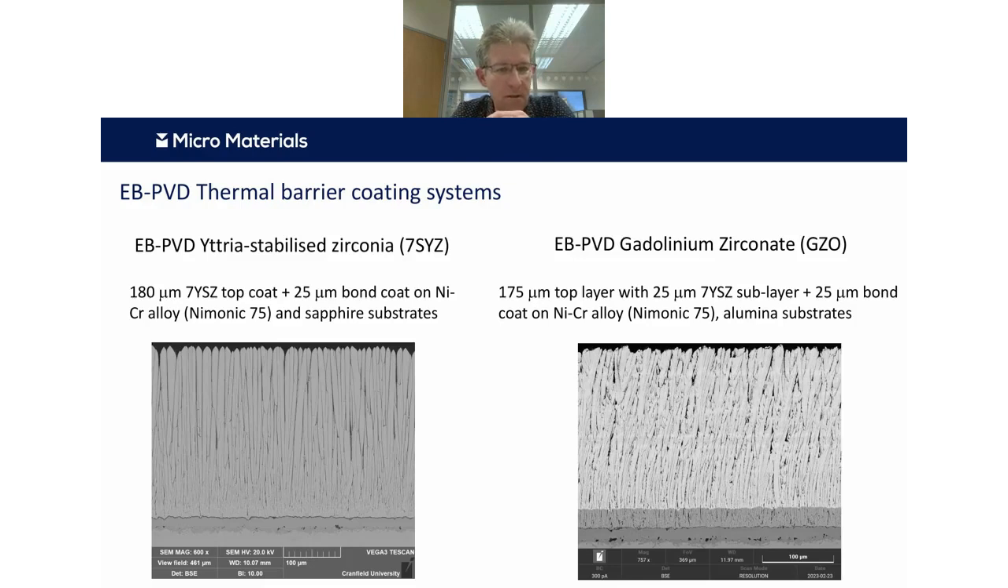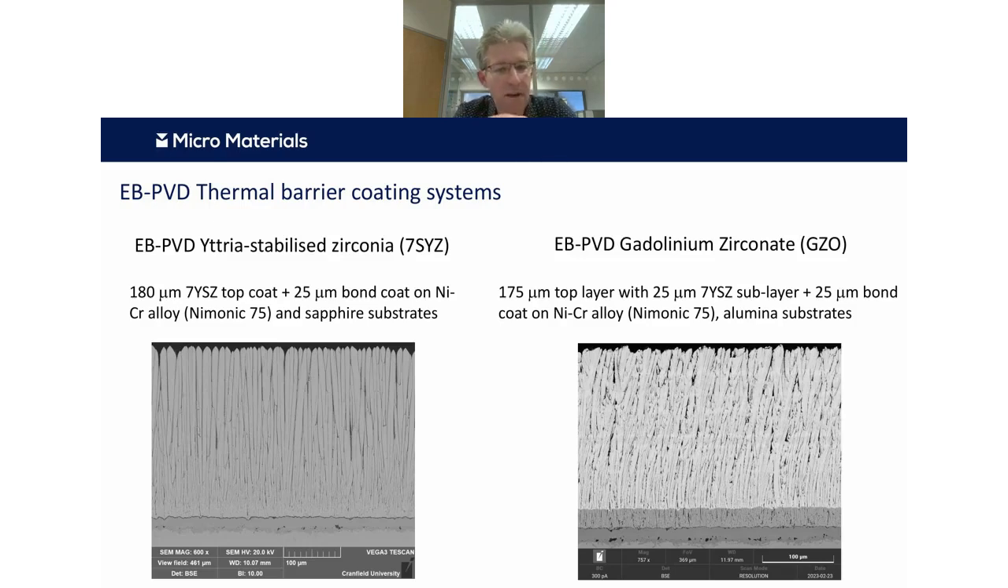So the two thermal barrier systems that we're going to look at today are an E-beam PVD yttria stabilized zirconia system, 7YSZ, and essentially it's a ceramic top coat with a thinner bond coat, on either Mar-M 247 or sapphire substrates, and a similar thickness gadolinium zirconate system. In this case it's effectively a bi-layer system with a gadolinium zirconate top layer and then a 7YSZ sublayer, and again the same bond layer and similar substrates.